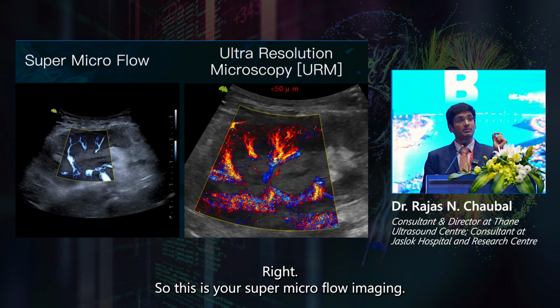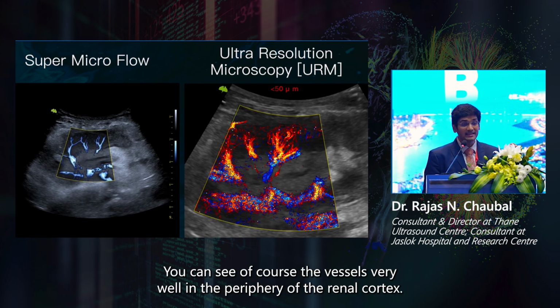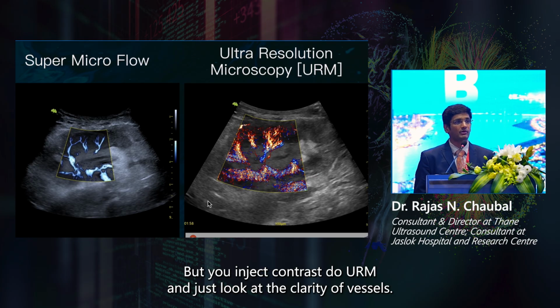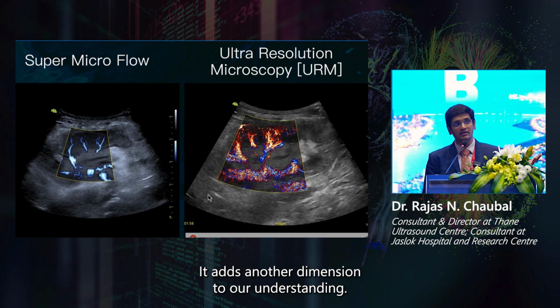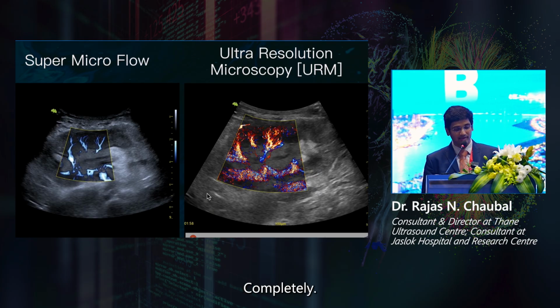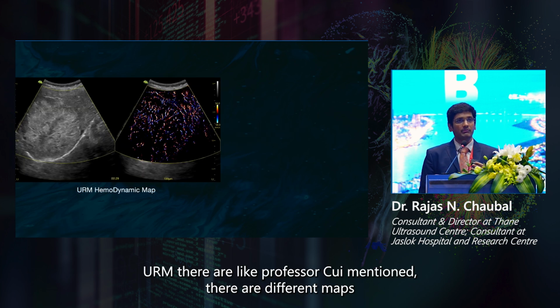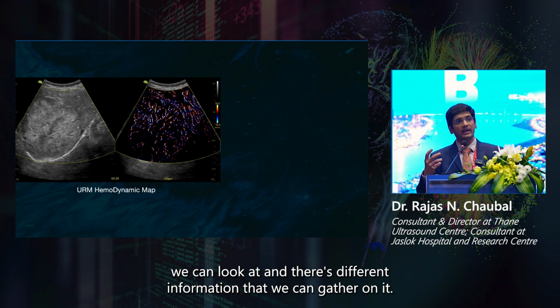So this is your super microflow imaging. You can see, of course, the vessels very well in the periphery of the renal cortex, but you inject contrast, do URM, and just look at the clarity of vessels. It adds another dimension to our understanding completely. So when we look at URM, like Professor Lee mentioned, there are different maps we can look at, and there's different information that we can gather on it.